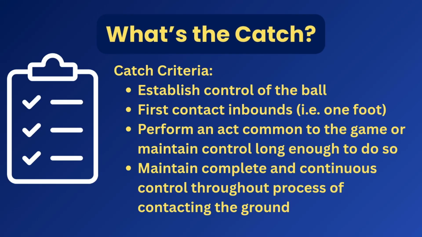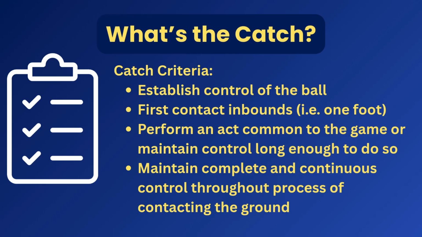Now we talk about catches. So what is a catch in flag football? Well, it is the same rule as the other levels of football up to college, where it's 1 foot. So to have a catch, our receiver must establish control of the ball. They must first contact inbounds, and yes, 1 foot for us is a legal catch. They need to perform an act common to the game or maintain control long enough to do so, and maintain complete and continuous control throughout the process of contacting the ground.